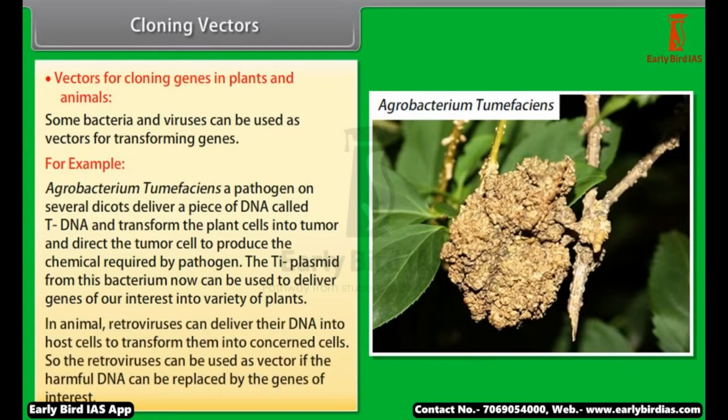In animals, retroviruses can deliver their DNA into host cells to transform them into cancerous cells. So, the retroviruses can be used as vectors if the harmful DNA can be replaced by the genes of interest.